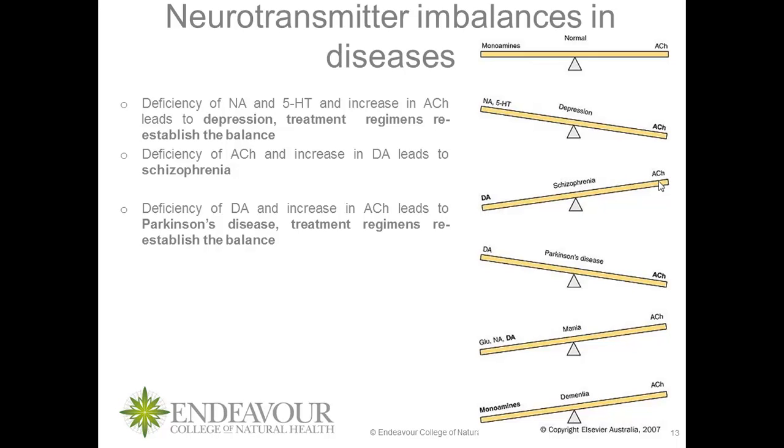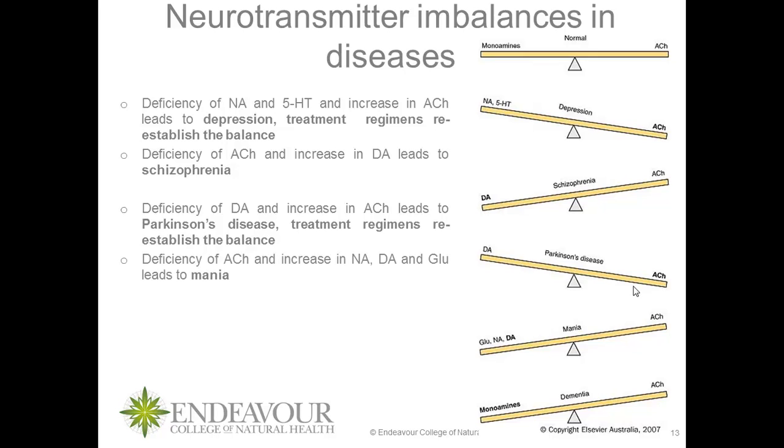Parkinson's, we saw, was a deficiency in dopamine in the CNS. That might be also due to an increase in acetylcholine in the CNS. So our drug treatment regimen wants to achieve this circumstance where we bring dopamine levels back up, maybe dropping acetylcholine levels in the CNS to hopefully re-establish a balance.